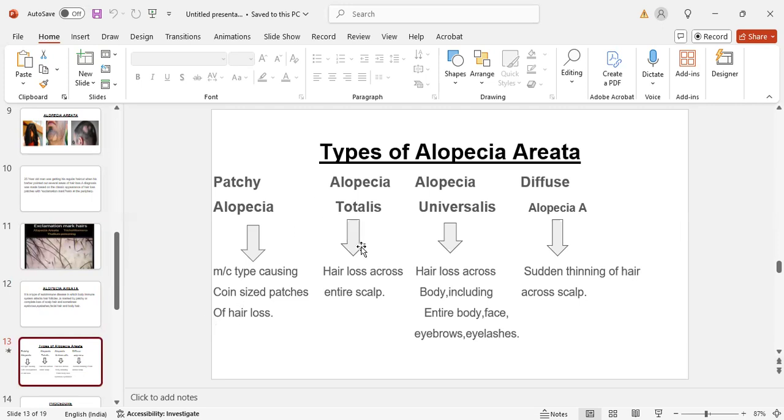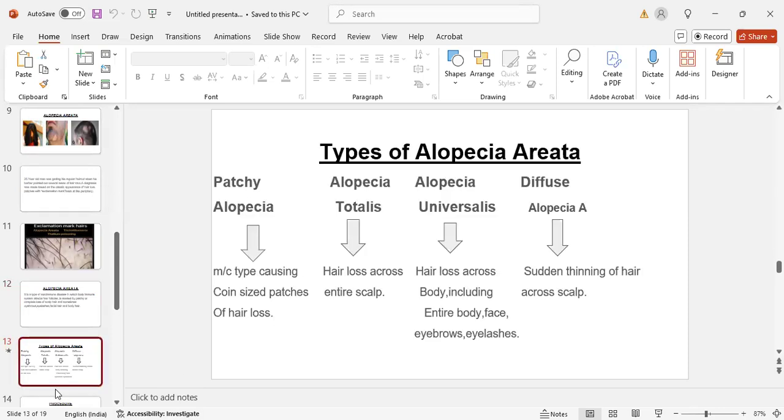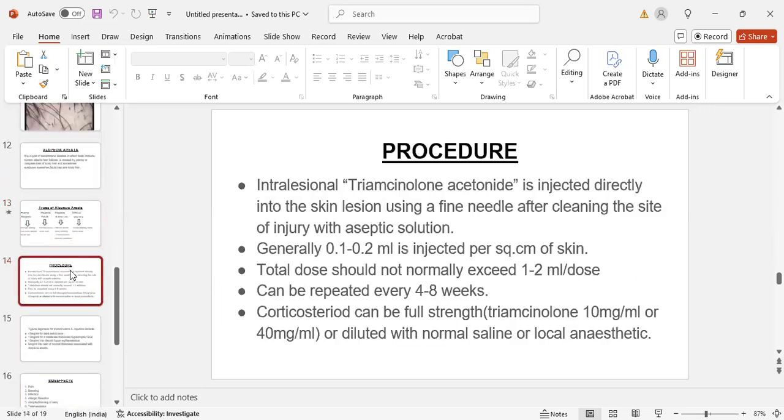In alopecia totalis, there will be total hair loss of the entire scalp. In alopecia universalis, you will see the patient does not have eyebrows, eyelashes, or body hair, with hair loss across the entire body, including face, eyebrows, and eyelashes. And diffuse alopecia is just sudden thinning of hair across the scalp. These are the different types. So you have to identify the type of patient and treat accordingly.